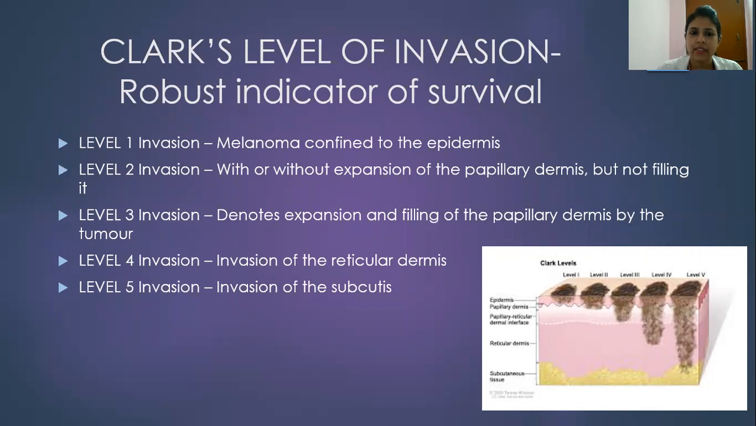Level 1 is only the epidermis. Level 2 is part of the papillary dermis. Level 3, the full papillary dermis is involved. Level 4, the reticular dermis is also involved. Level 5, the subcutaneous tissue is involved. These are Clark's levels of invasion. This is a robust indicator of survival of melanoma.